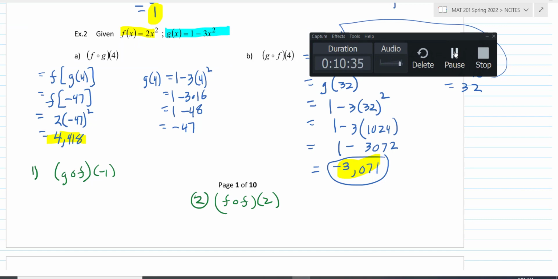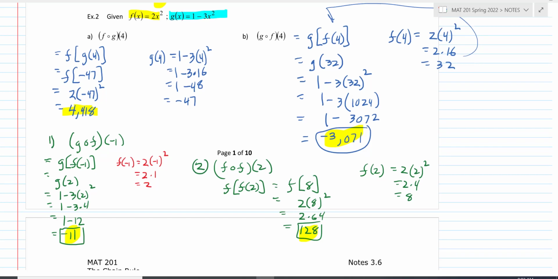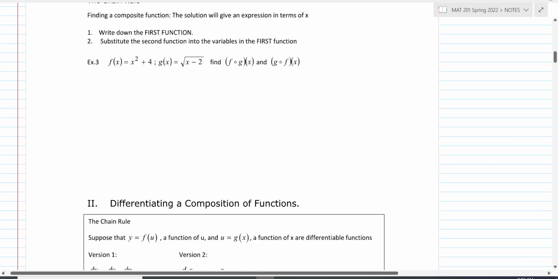Okay, so if you tried out these 2 problems, I got negative 11 on the first one, and I got 128 on the second one. Okay. And I'm going to move on from here, and you can pause the video if you need to look over what I did on those problems. Otherwise, let's move ahead, and then I'll review really one additional idea.